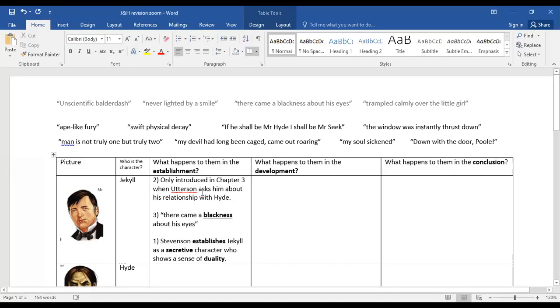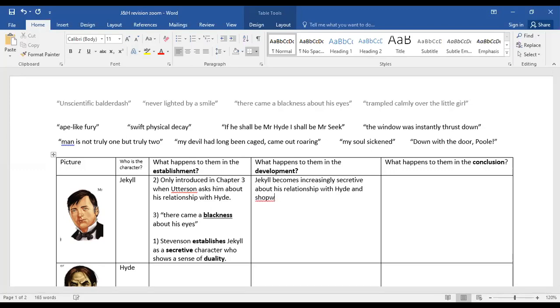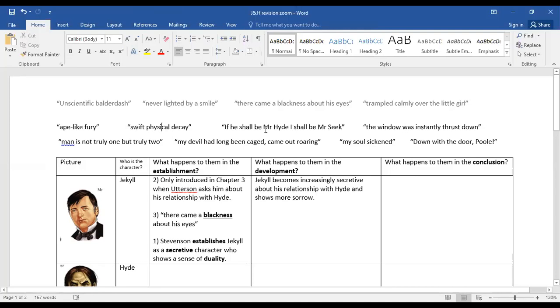At the start, Utterson asks him about his relationship with Hyde, and Jekyll becomes increasingly secretive about his relationship with Hyde. So you could say, as the story develops, Utterson continues to question Jekyll about what's going on. Jekyll says, "I could be rid of Hyde," but that's the important thing for that. And a quotation, it's one of these four quotations. One is for Hyde, and this is the quotation for Lanyon.